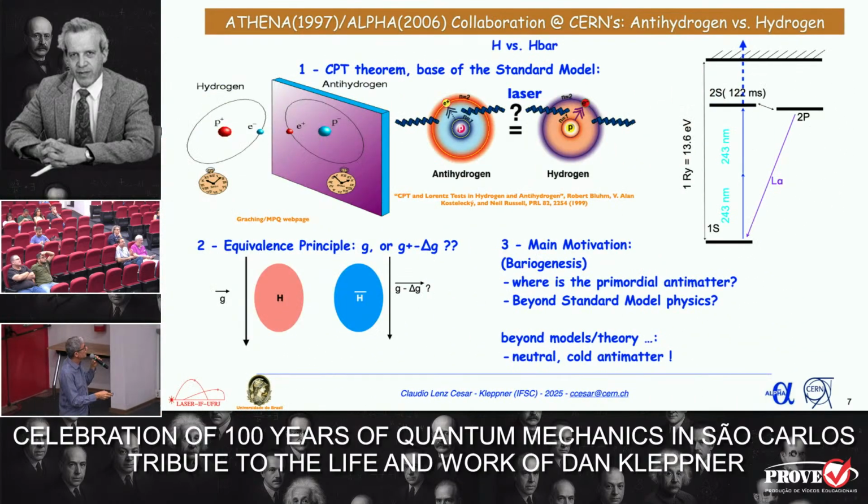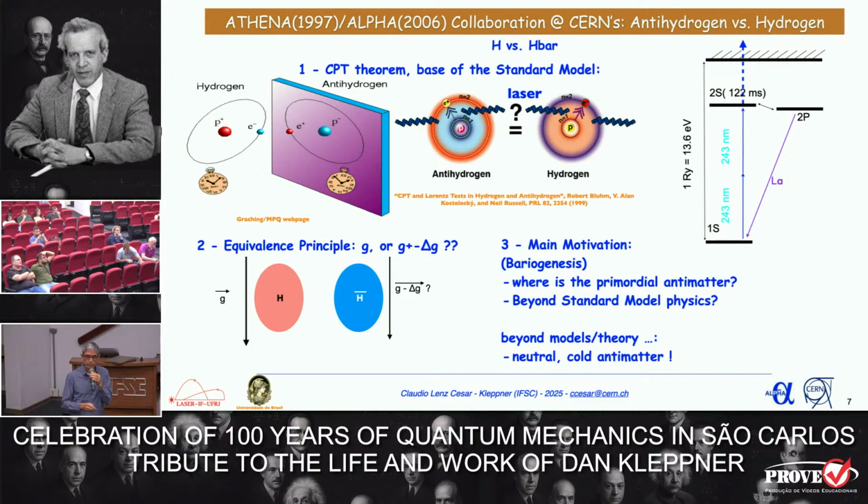So the basic idea of this experiment is: here's a hydrogen atom, here's an anti-hydrogen atom. You shine a laser on the anti-hydrogen, you excite the 1s-2s transition, which is a transition with the highest Q value, highest quality factor, so it's the highest precision. And you shine the same laser on hydrogen, and you ask yourself, when they absorb, is this frequency the same?